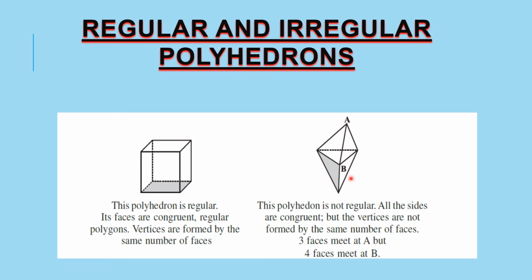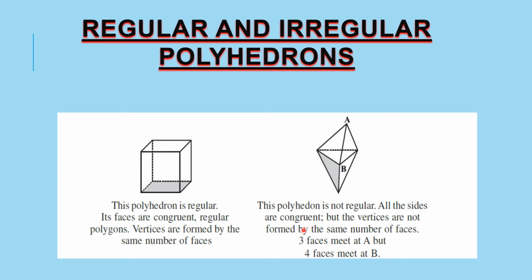This polyhedron is not regular as the faces are not regular. And second point, all the sides are congruent. Sides are congruent, meaning if you measure the side length, the sides will be equal. But the vertices are not formed by the same number of faces.